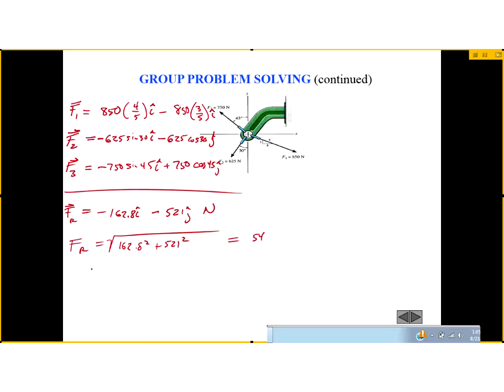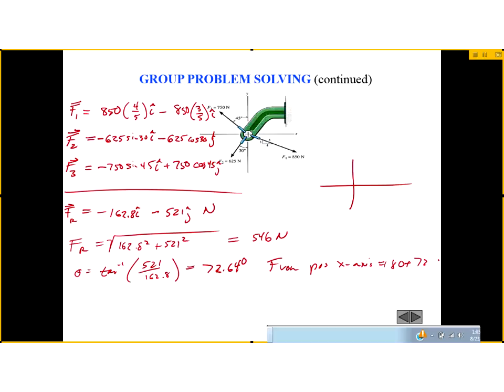And the angle is the arctangent of 521 over 162.8, which is 72.64 degrees. But again, that's in quadrant 3. So from the positive, sometimes you have to do some adjusting. It's in quadrant 3, so you actually have to do 180 plus. So that'll be 253 degrees.